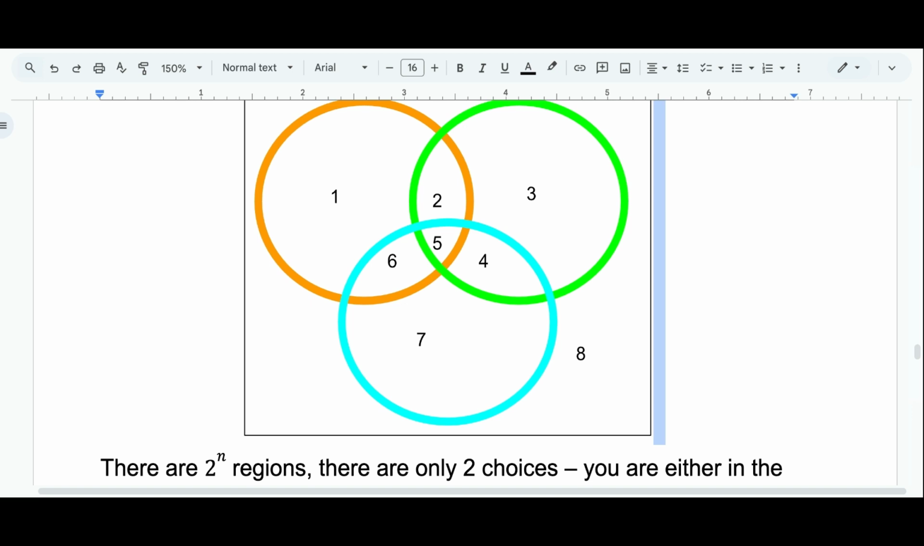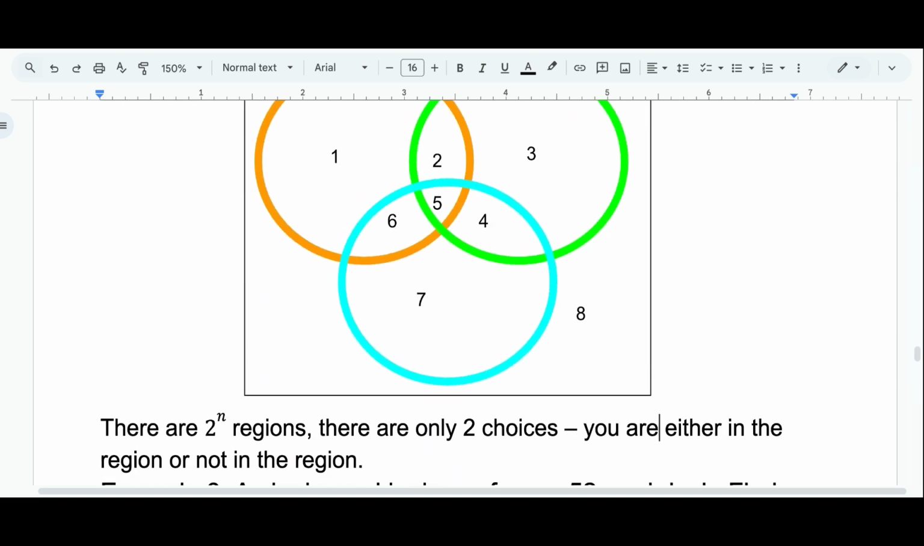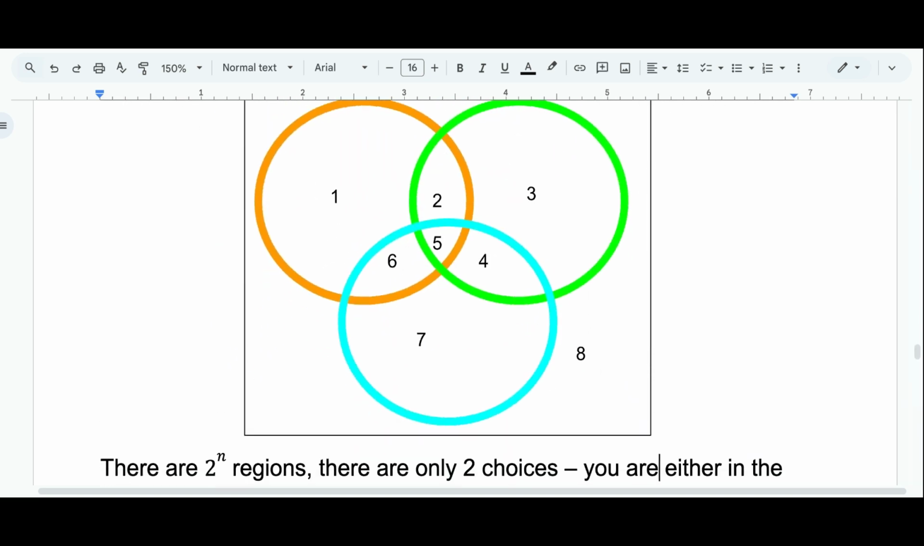So what's the pattern here? It's 2 to the number of sets. 2 squared is 4, and 2 cubed is 8. Drawing 4 circles is kind of tricky, so we're not going to go that far here.